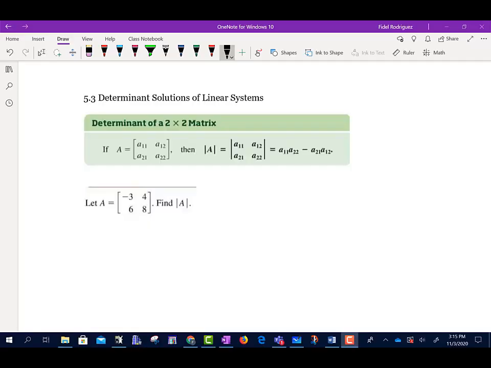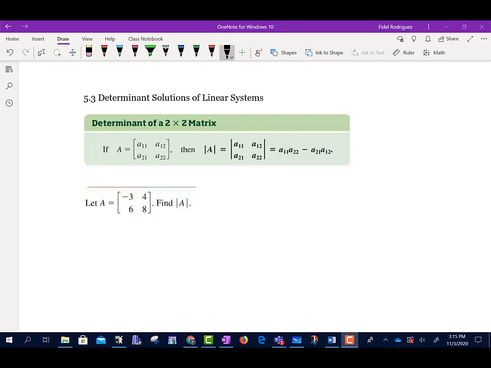Section 5.3 talks about determinant solutions of linear systems. So we're going to talk about another way to solve a system of linear equations using determinants. And so the first thing we've got to figure out is, how do we find a determinant? What's an actual determinant?